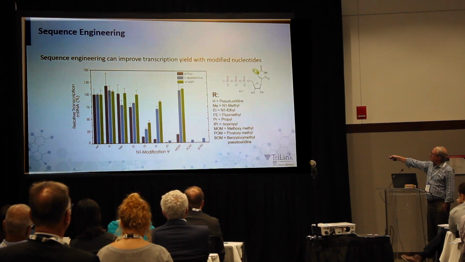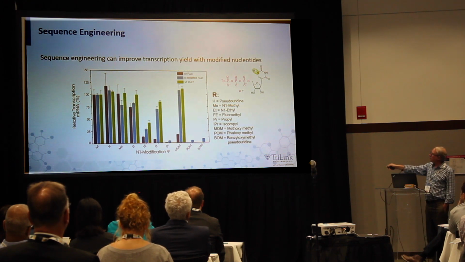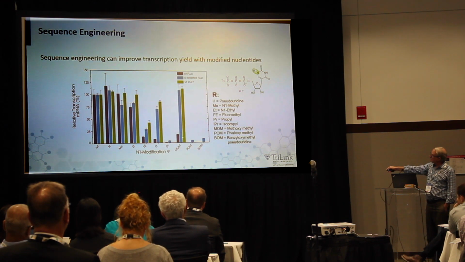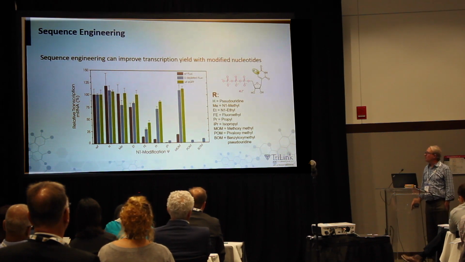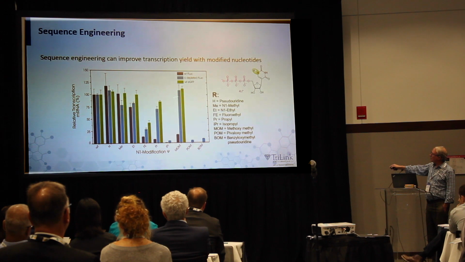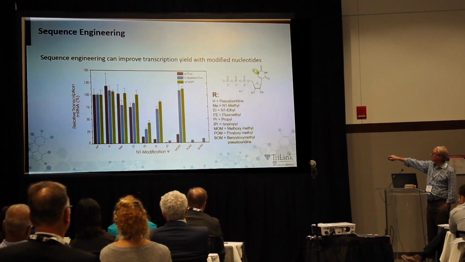So these get bigger as you go down the row here, and we found that if you look at just the first bars, the dark bars, as we went to larger sizes, the ability to incorporate into the transcript was diminished. However, in EGFP, which has fewer uridines, we saw that we could incorporate some of these larger modifications into GFP that were not incorporated into luciferase.